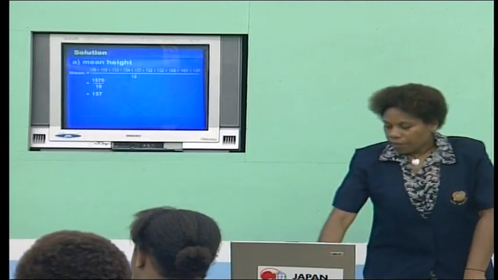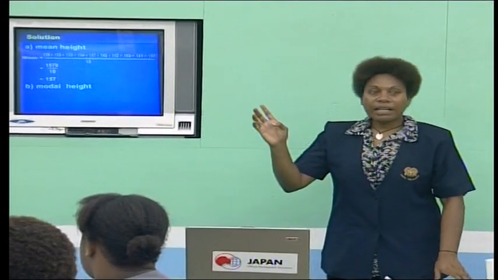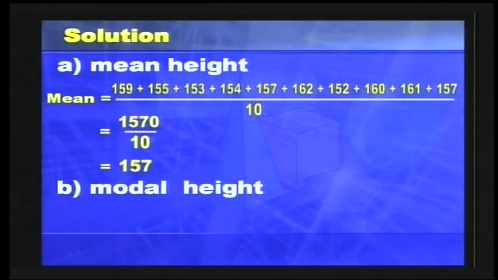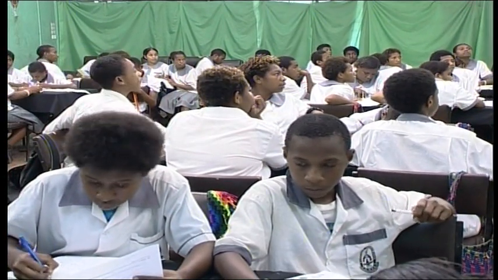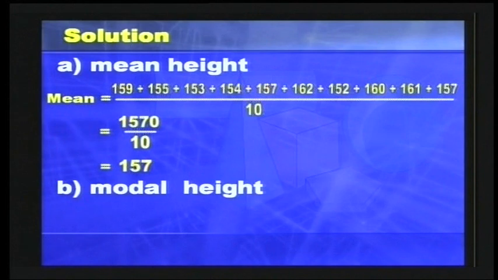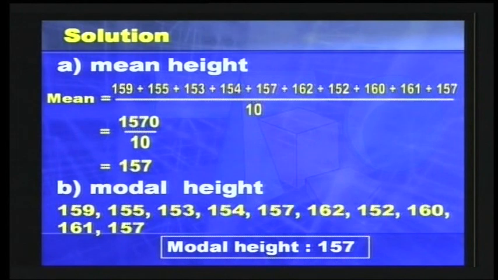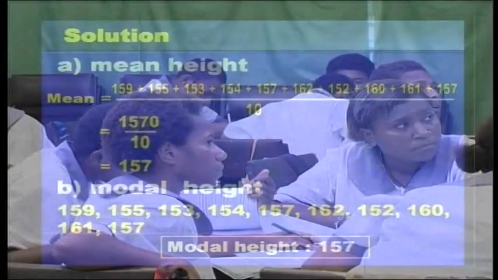Very good. Okay, B, modal height. Anyone? Who's got an answer? Okay, Shannon says 157. Anyone going for another? All of you 157 now. Okay, let's check. Yes, you're correct. Modal height 157, receiving students. The modal height is the score that occurs most. So 157.